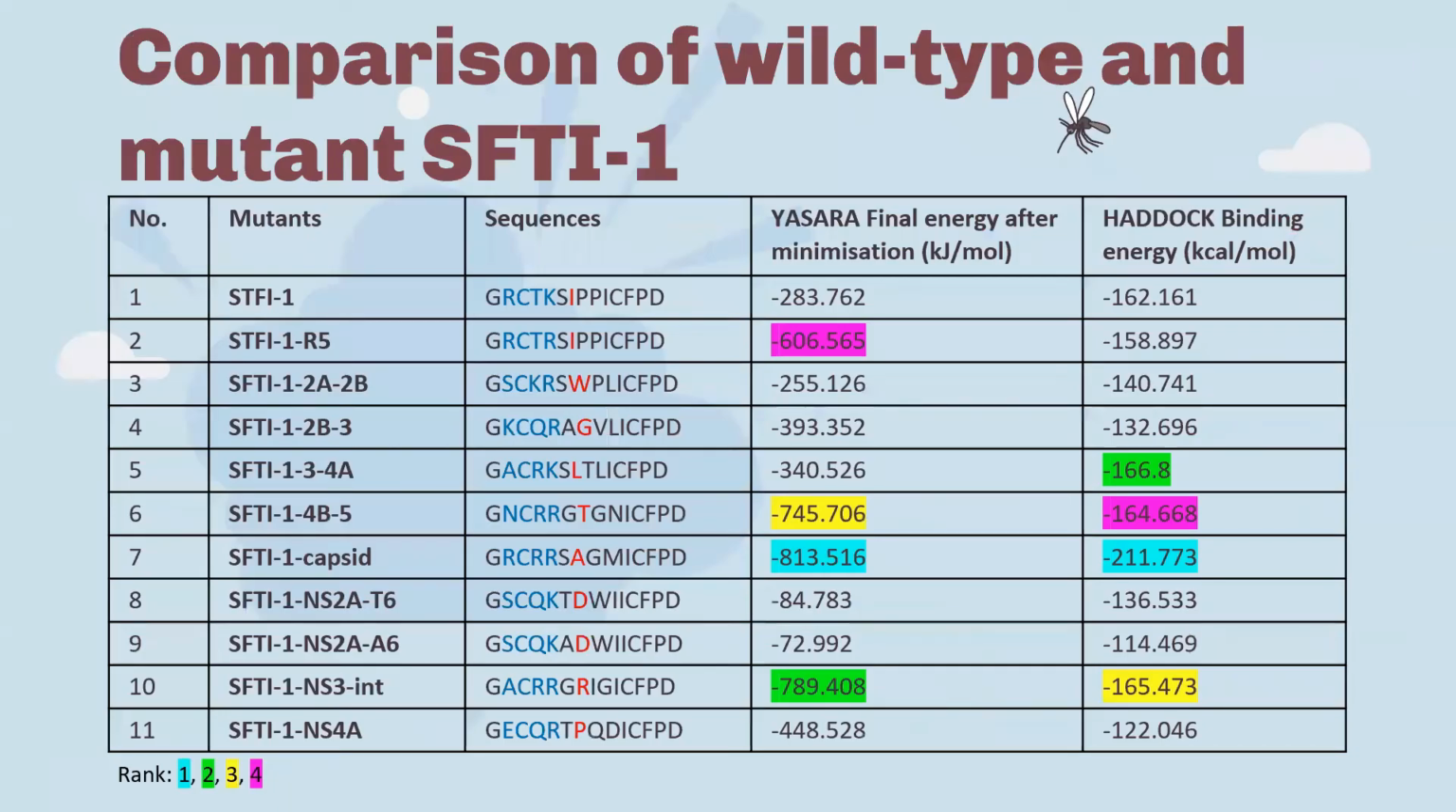This table shows a comparison for the wild-type SFTI1 and its various mutants. The best results of both YASARA's binding energy after minimizations and the HADDOCK binding energy, respectively, are ranked first, and the rank goes on. Interestingly, SFTI1 capsid ranked first for both the results, indicating that it is the most stable and most potent peptide inhibitor.